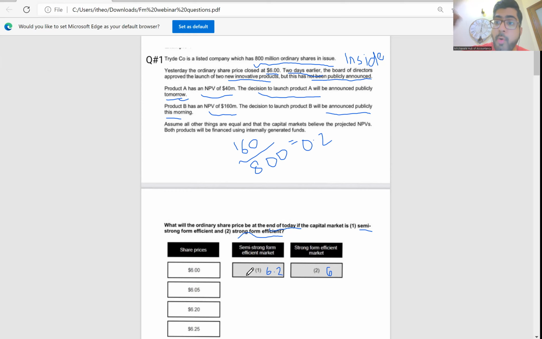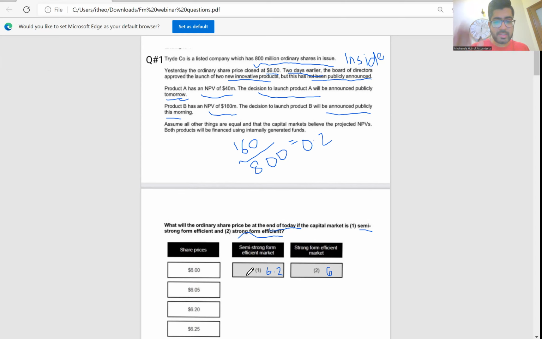What will be the share price tomorrow? Tomorrow you will announce product A. So 40 million NPV, 800 million shares. That means per share you will get a benefit of 0.05. So at the end of tomorrow, the price will further rise by 0.05 when this inside information about product A comes out. But it's not asking about tomorrow's share price. It's asking about today's end share price. So today you announced B. This was inside information. The price will get affected because in semi-strong form, prices get affected by inside information. But if strong form efficient, no matter whether you announce this inside information today or tomorrow, the prices don't get affected by any of these because they've already incorporated all these 3 things.